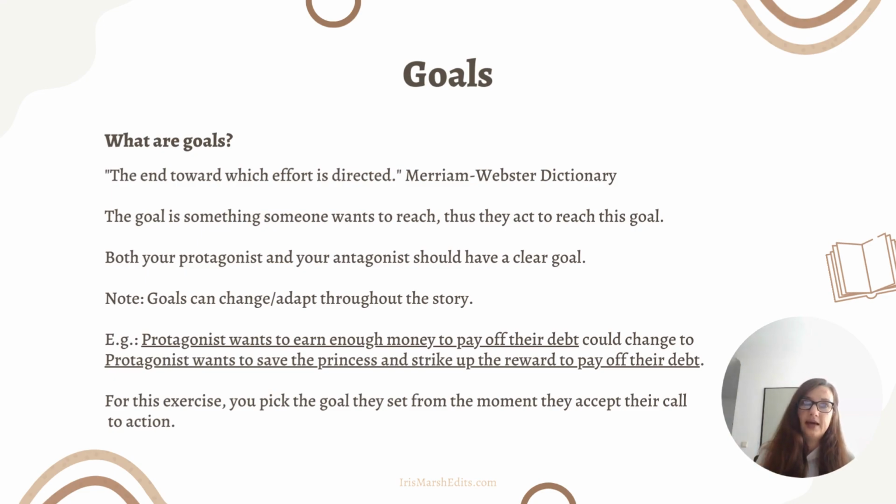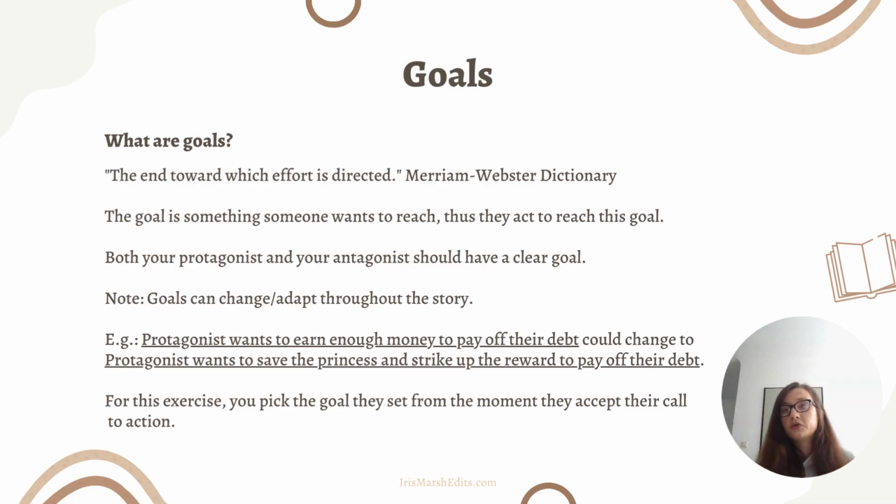And these goals can change or adapt throughout the story because, of course, they experience certain challenges along the way and certain obstacles, so their goal might remain the same or very similar, but it can change slightly in how they're going about it. So for instance, at the start of the story, a protagonist wants to earn enough money to pay off their debt, and this could change to protagonist wants to save the princess and strike the reward to pay off their debt. But perhaps even further along in the story, the goal becomes different when, for instance, they start to fall in love with the princess, and they just want to make sure that the princess gets home safe, and they're not even that worried anymore about the reward.